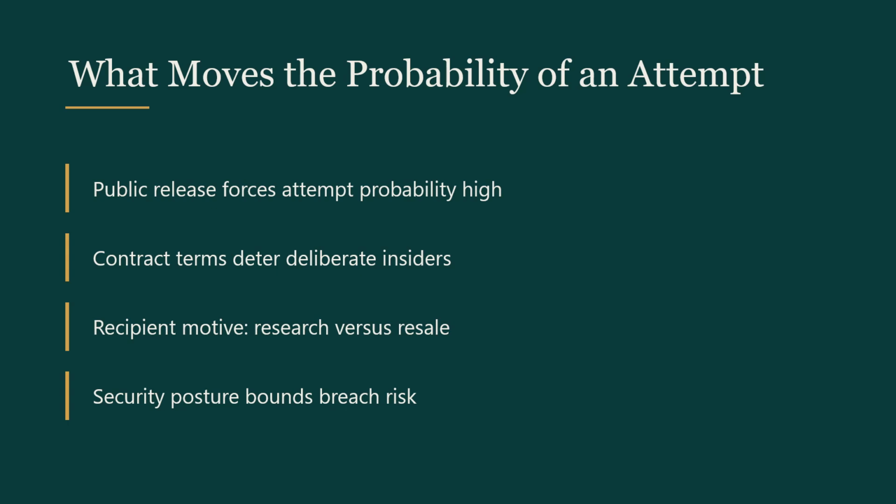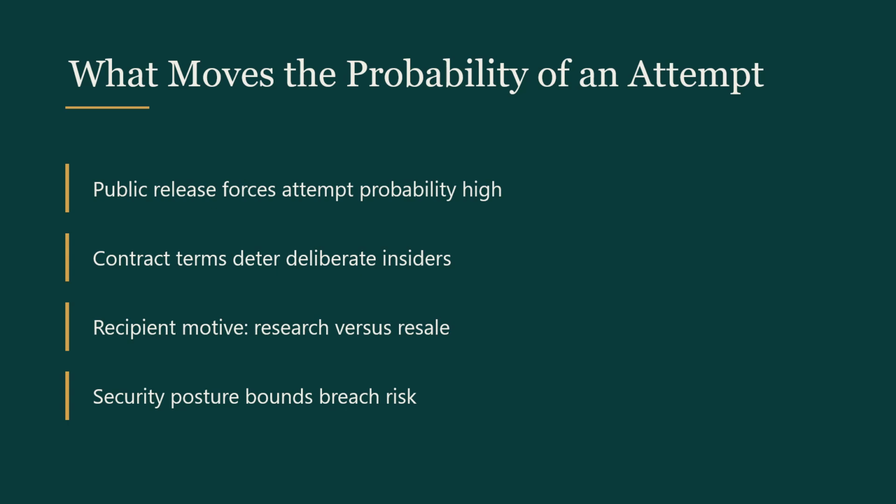Family 1, the release model itself. Public release is the extreme case. Once a file is downloadable, you have relinquished all control over who takes it, what computing power they bring, and what they intend, so the attempt probability is conventionally assumed to be 1.0, and there is nothing left to argue. Everything below only matters in a controlled release.